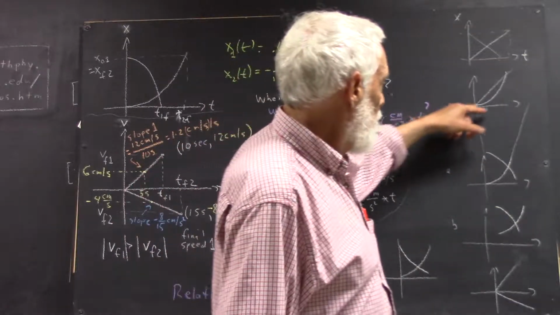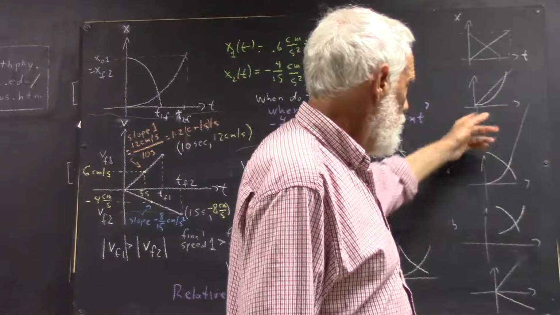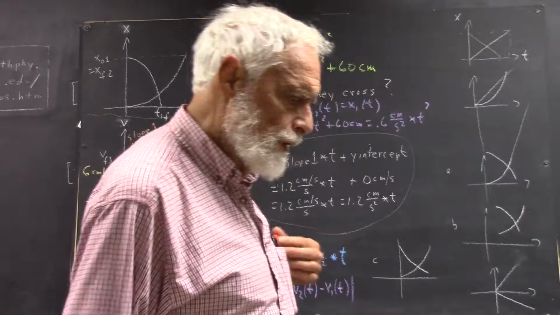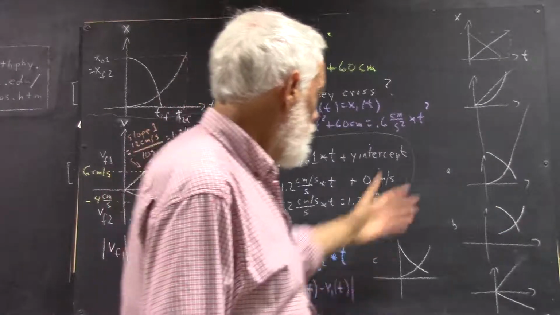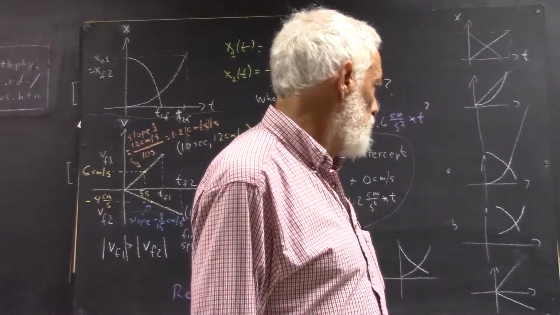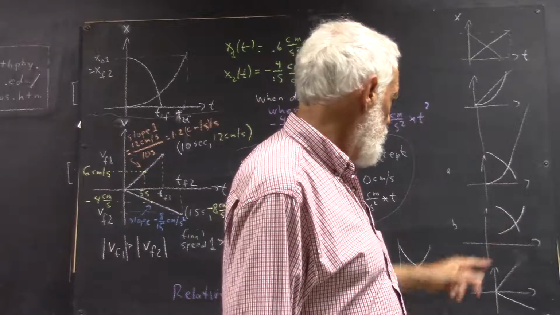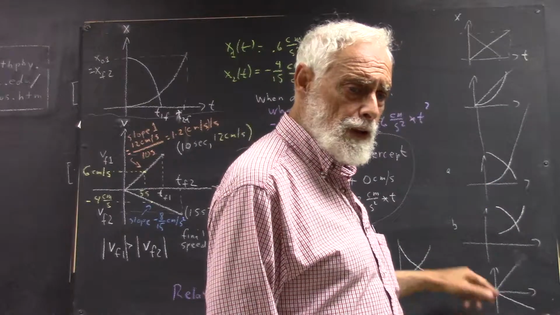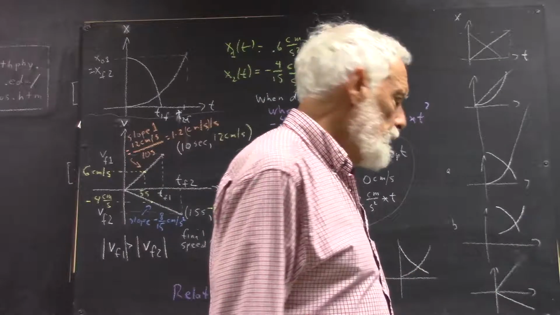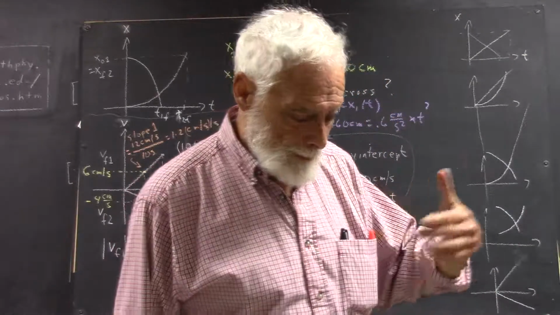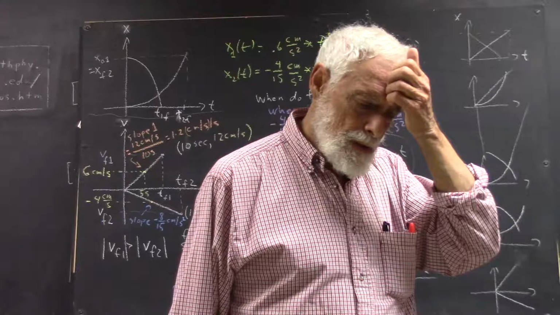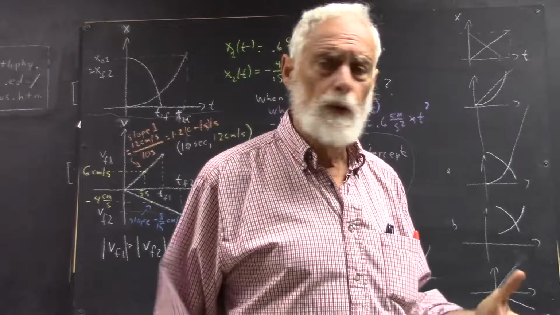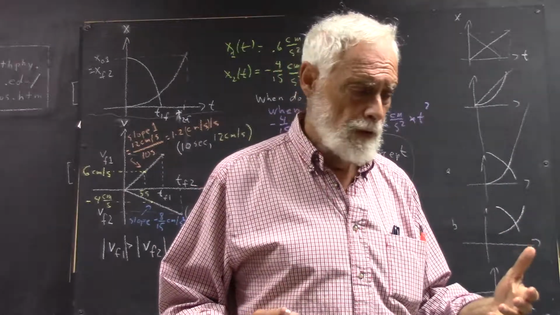Okay, another graph might be like this, and one of your position functions is curved, and then in the other examples, well, here and here your position functions are curved. Here your position functions are straight lines. Okay, well now what does it mean for the position graph to be curved, and why might the position graph be curved?